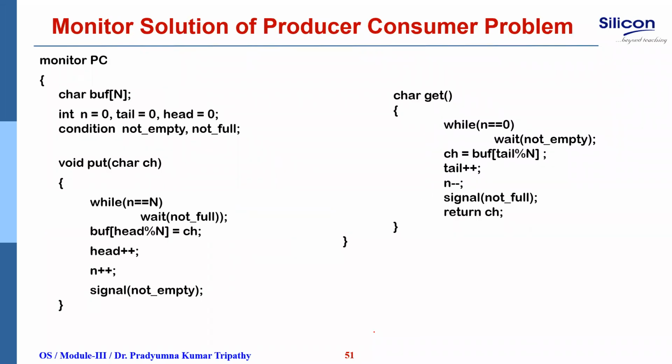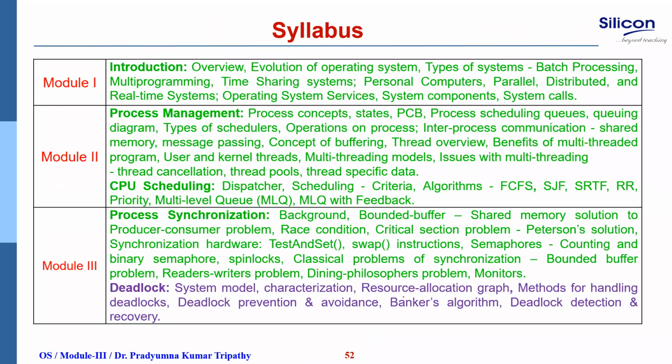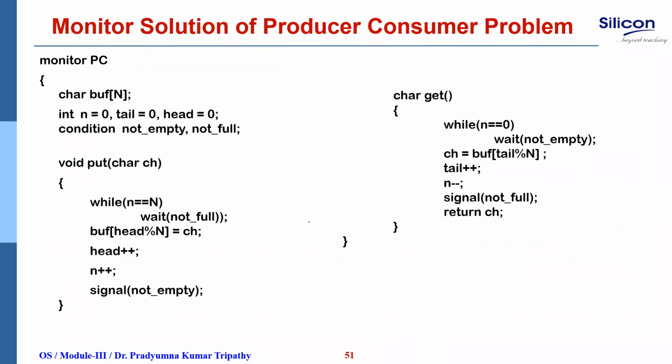So similarly, the solution that you have seen for dining philosopher, the same monitor solution for producer consumer is also given. We have some variables over here. We have some procedures, the same procedures that you have defined inside the class, and the condition variable. And this is the proper monitor name. Correct?